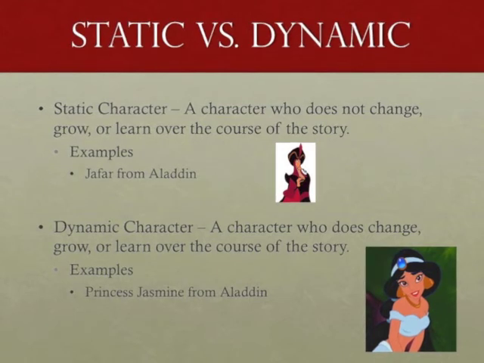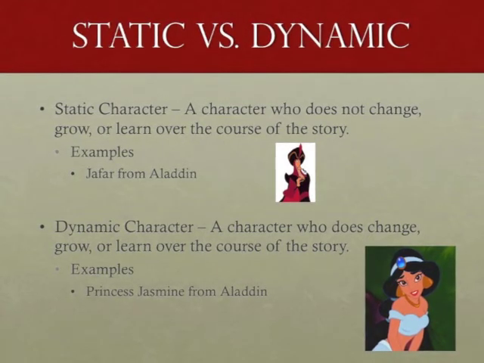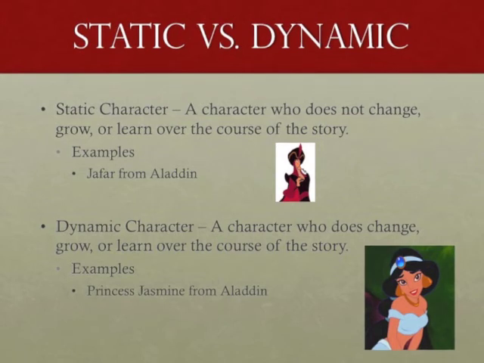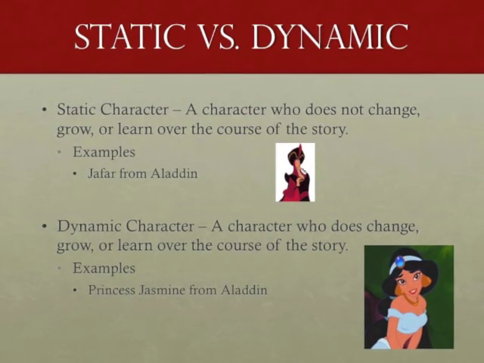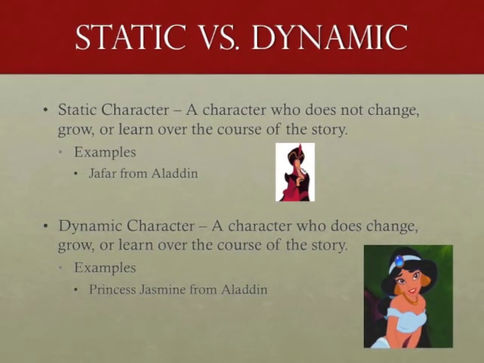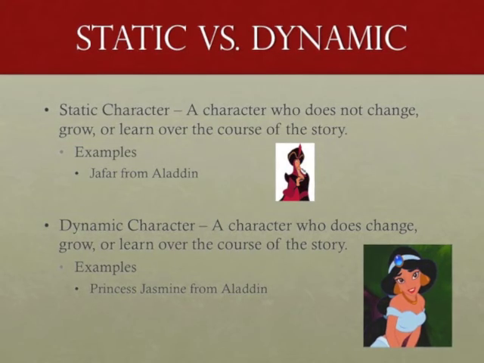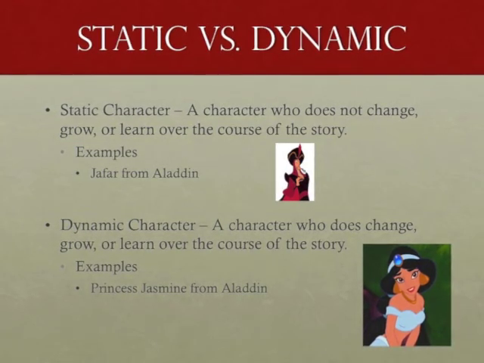Princess Jasmine, on the other hand, is what we call a dynamic character. She does change, she does grow, she does learn. At the beginning, she is not interested in a husband, and she is fighting it. But by the end, she's grown to love Aladdin and wants to be his wife.